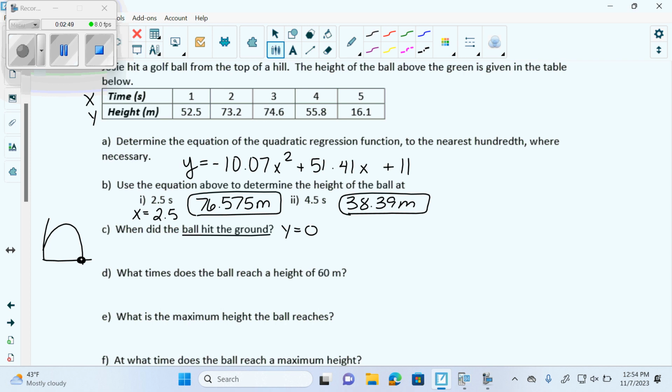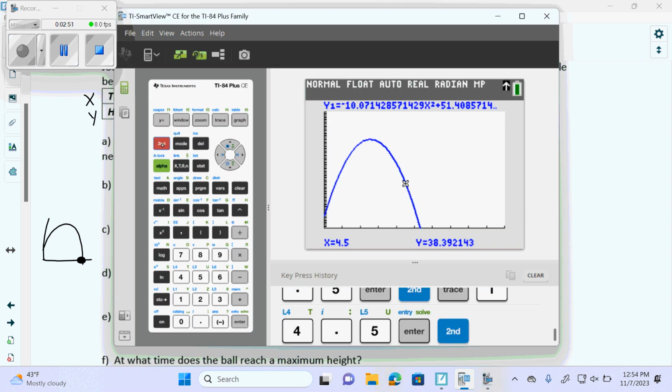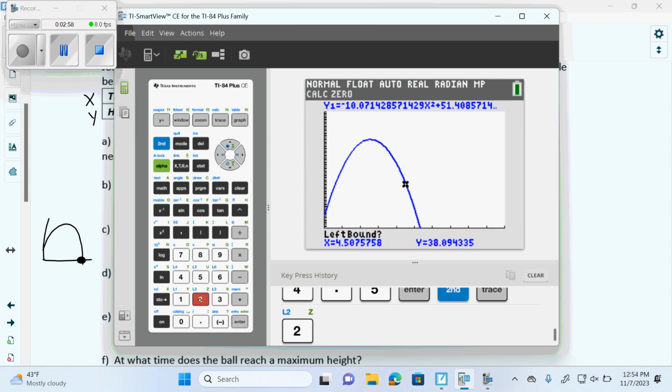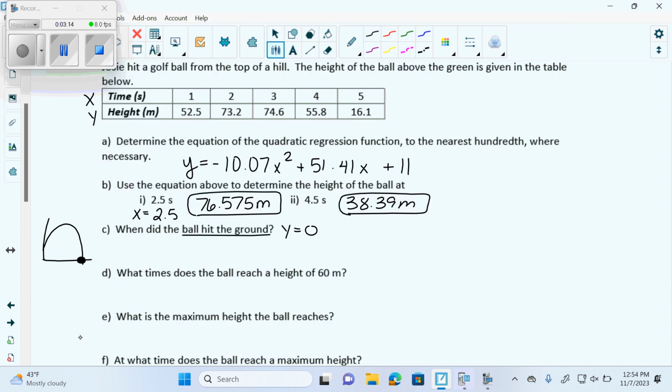So how do I find x-intercepts? I can go second trace value, or second trace number 2, which is 0s, because 0s, roots, and x-intercepts are the same thing. Now it says left bound, so I need to be on the left side of the x-intercept, which I currently am, so I hit enter. Then it says right bound. Now I need to go below the x-axis so that I'm on the right side somewhere. Enter. I picked a left, I picked a right, and then I hit enter for guess. And I get 5.31.